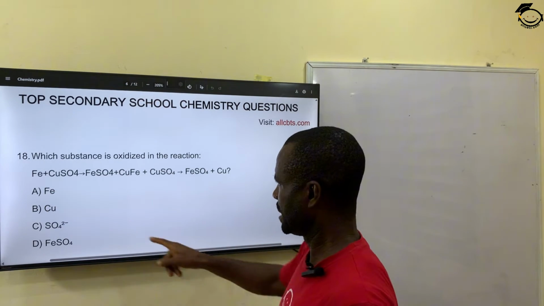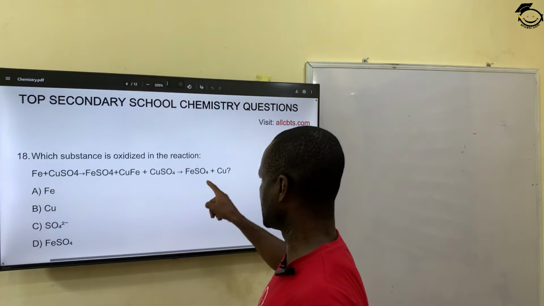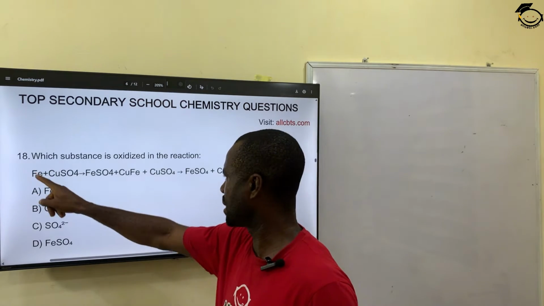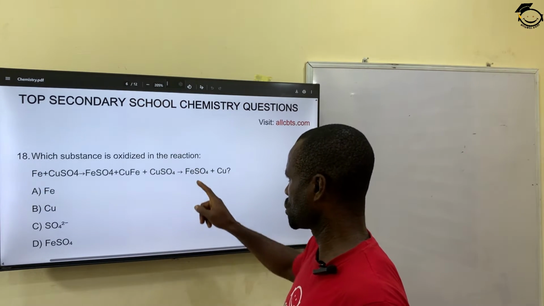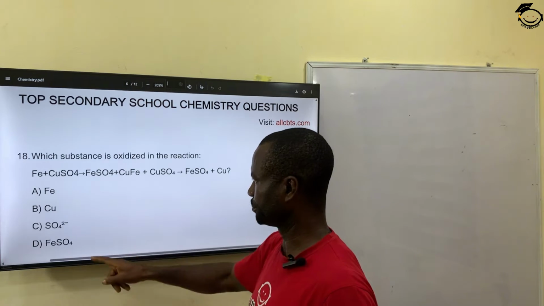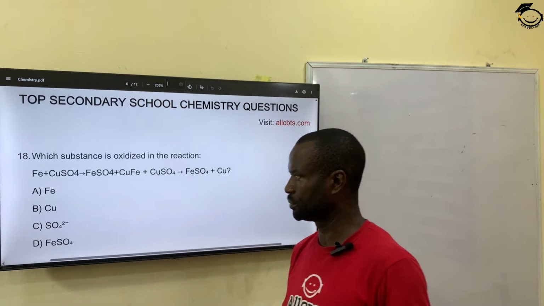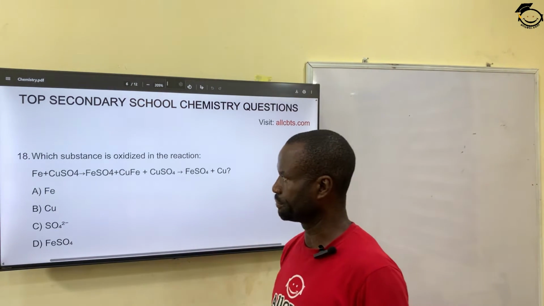Discharged, while iron enters into the solution, giving you from 0 to iron 2. So the correct answer is iron. A is the correct answer.